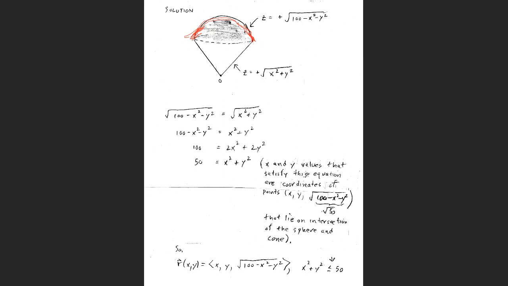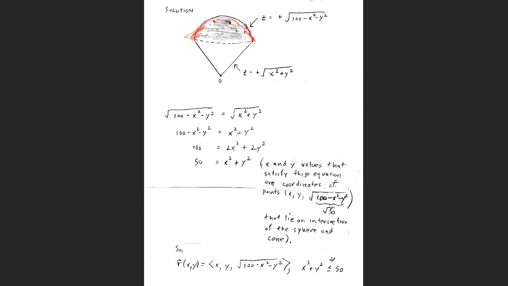All right. What I'm going to do is use parameters x and y instead of like a sphere. The last example, we used parameters theta and phi. But now I'm going to use parameters x and y.